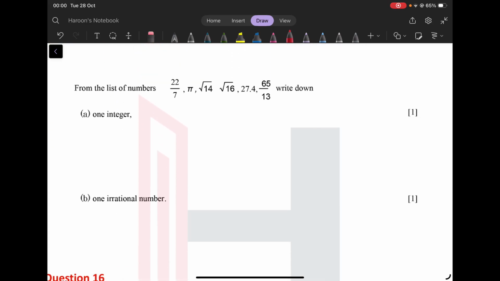Next, over here we have these values. Write down one integer value, basically a whole number. We are looking for a whole number. 65 divided by 13 is actually equal to 5, and we also have square root of 16, which ends up giving us 4. So you can write square root of 16, or you can also write 65 divided by 13. Both would be marked correct. Next, one irrational number. So square root of a non-square number is irrational. Pi is also irrational. So either you can write pi, or you can write square root of 40.